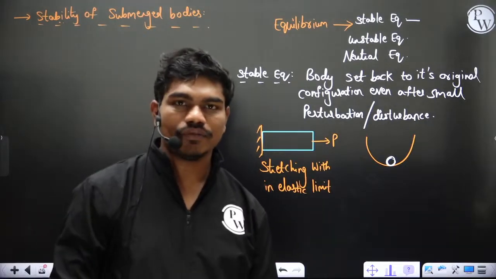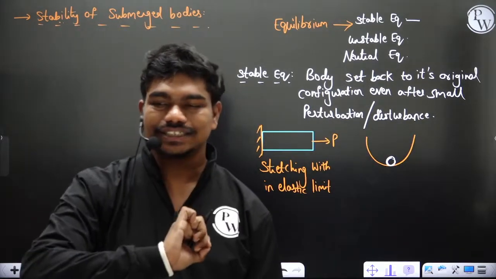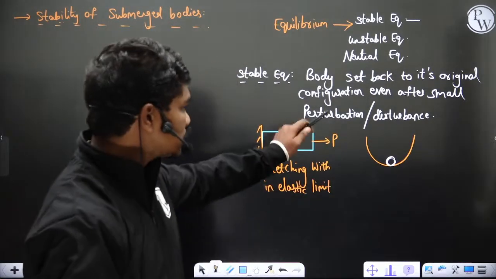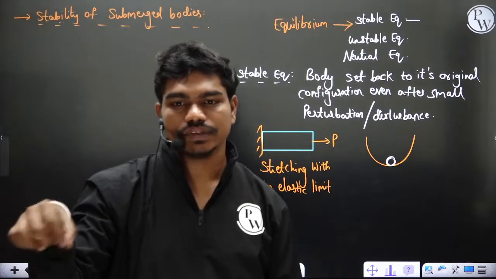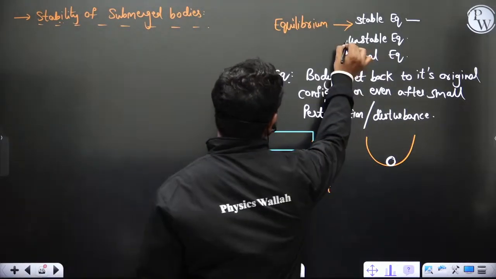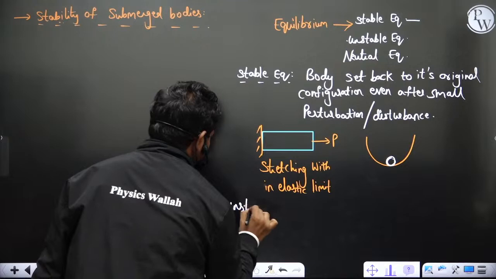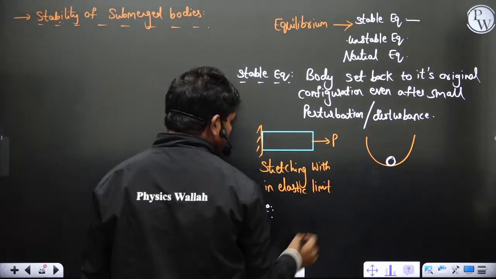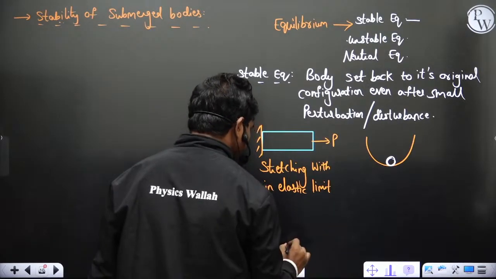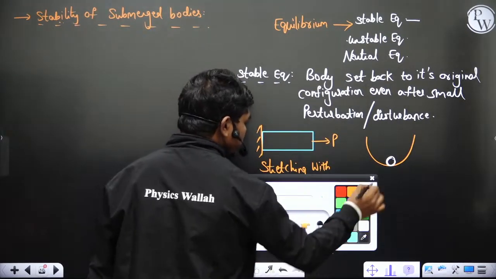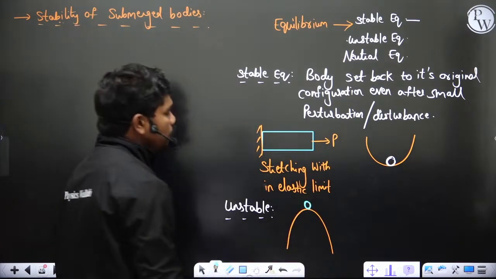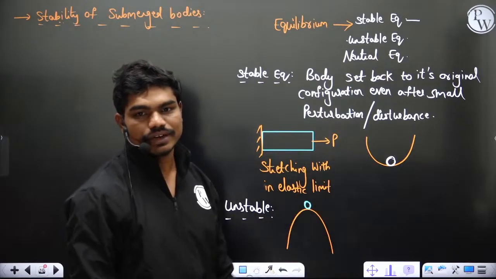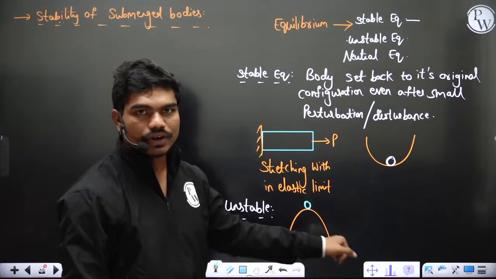Similarly, unstable is obviously when you give some small disturbance and the system will deviate from its position. Let us suppose, for example, you have the opposite: a convex curve. In the case of unstable equilibrium, if you keep a ball here and give a small perturbation, it goes very highly deviating.